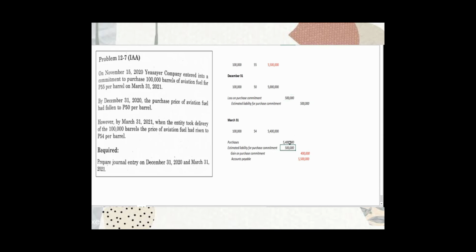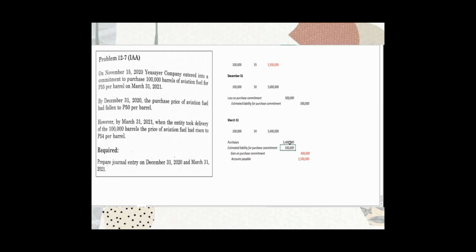Pero nung December 31, naging 50 pesos na lang. So, magre-record ng loss on purchase commitment equals to 500,000, which is yung difference ng 5,500,000 and 5 million, then credit sa estimated liability for purchase commitments. Nung March 31 naman, meron kang 100,000. So, 54 pesos na lang siya. So, 5,400,000. So, from 5,500,000, naging 5 million. At ngayon, naging 5,400,000.